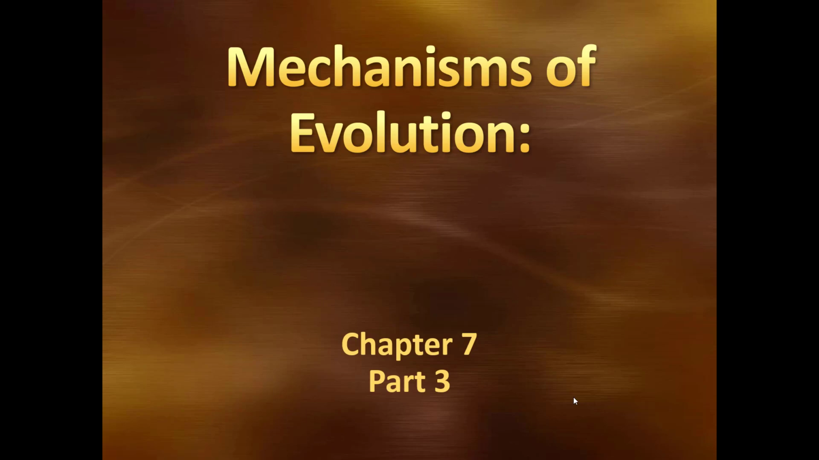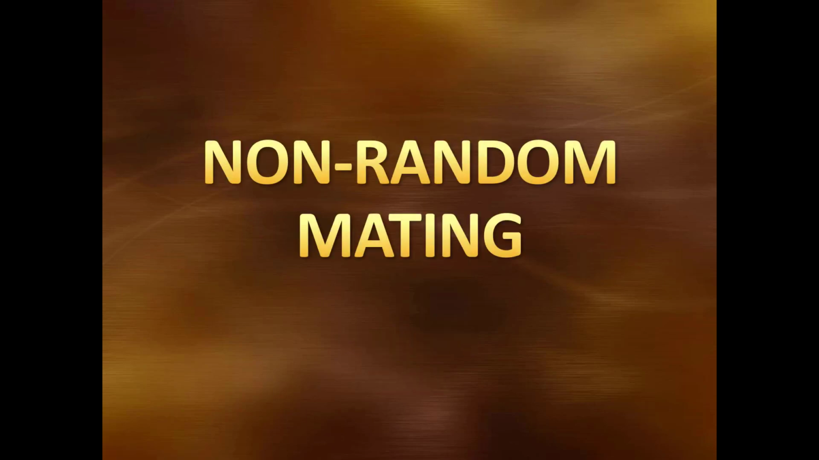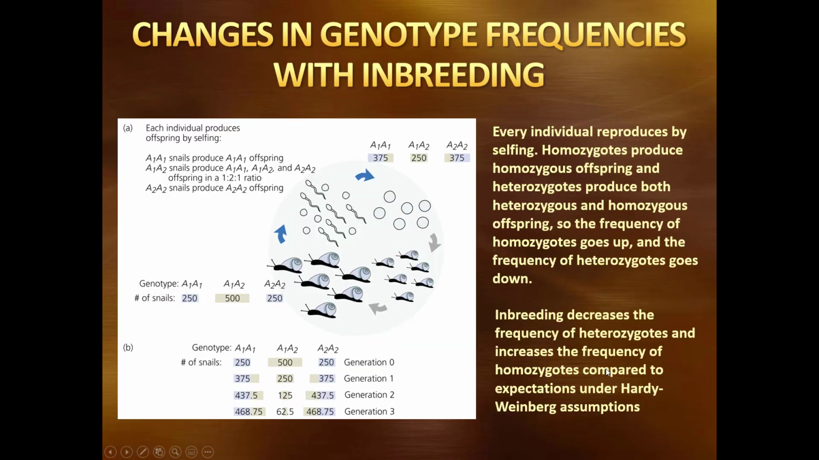So now we're going to move on to our next mechanism of evolution, which is non-random mating. Think back to the assumptions of Hardy-Weinberg, and the other mechanisms outlined by Hardy-Weinberg before, which were selection, drift, mutation, and migration. One of the other assumptions of Hardy-Weinberg was random mating. So if we relax that assumption and have non-random mating, that can result in natural selection or evolution.